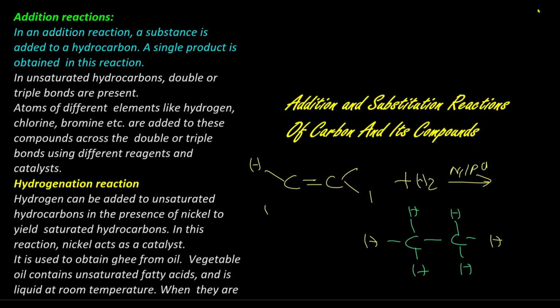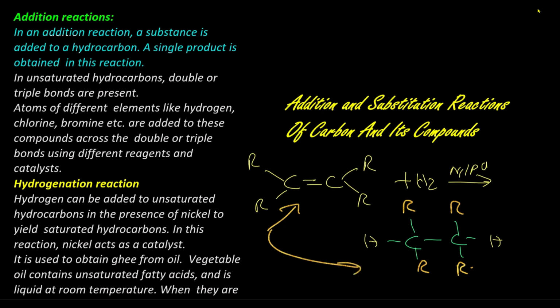Now, this particular reaction has an application also. Let's say I replace this hydrogen with an alkyl group. Say R is the letter we use for an alkyl group. Now check what is formed here. This was an unsaturated hydrocarbon, and it converts into a saturated hydrocarbon. This particular reaction is an example of hydrogenation.